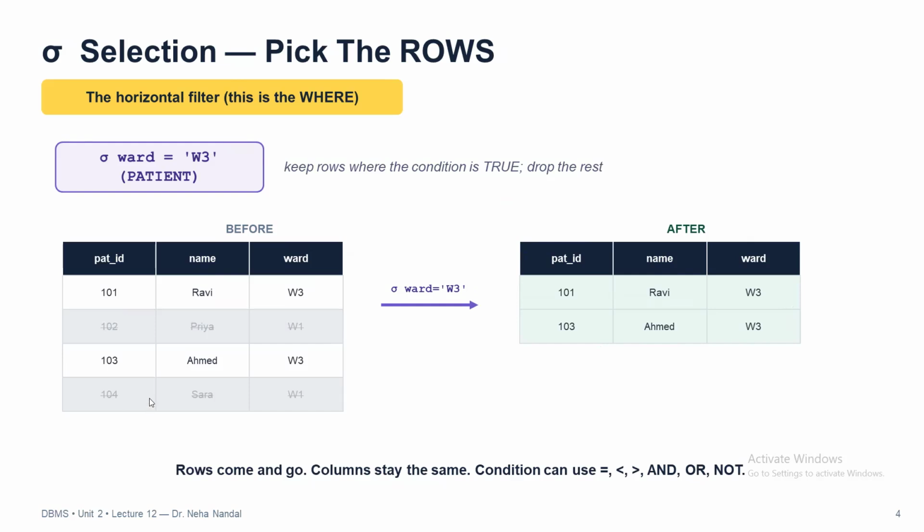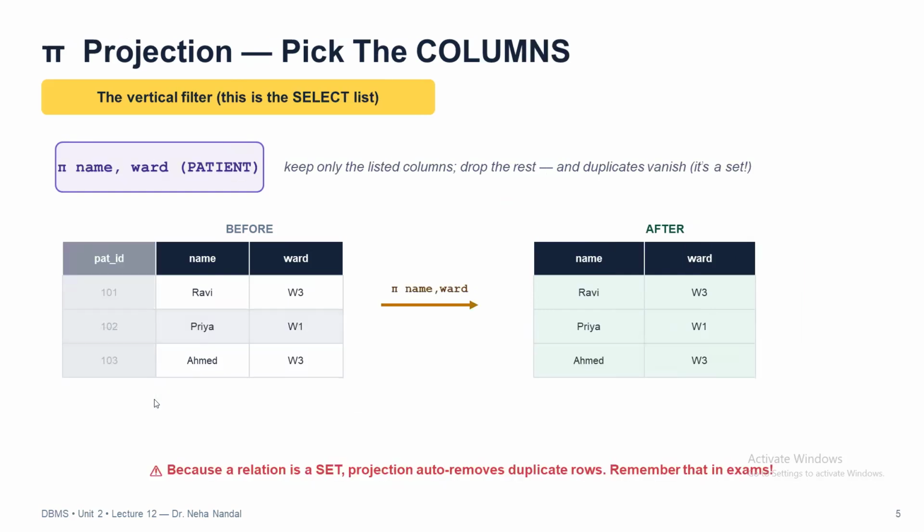Okay, so the next one will be projection. Now it will touch the columns. Projection has been represented with a Greek letter pi. So you have heard of pi; we call it pi. Now if selection was a horizontal filter, projection will be a vertical one, because it will pick the columns. So this is SQL's select command. Please remember, this is the select of SQL.